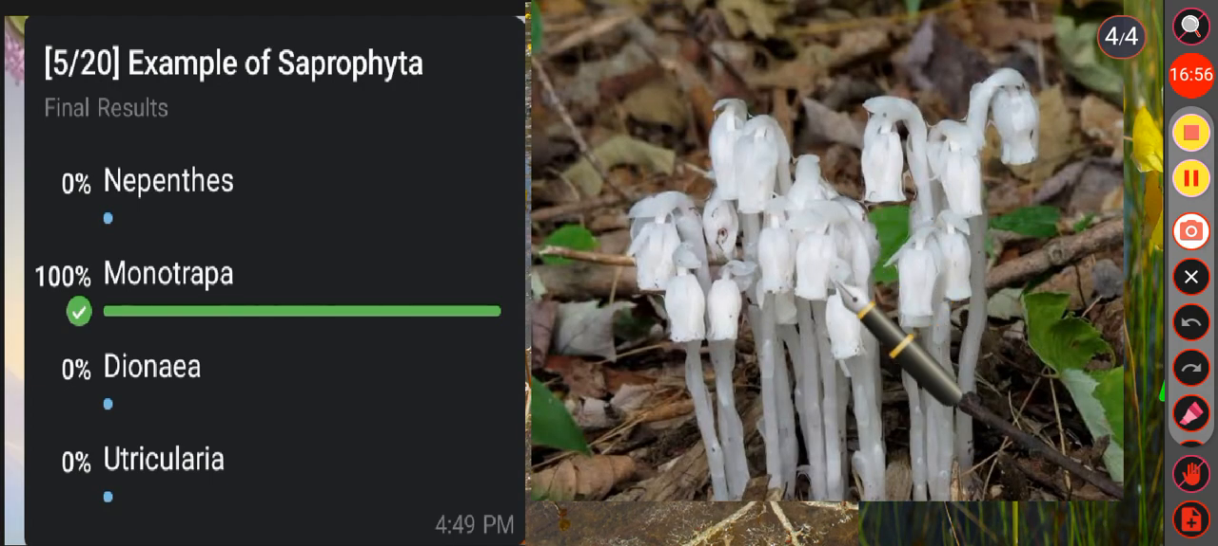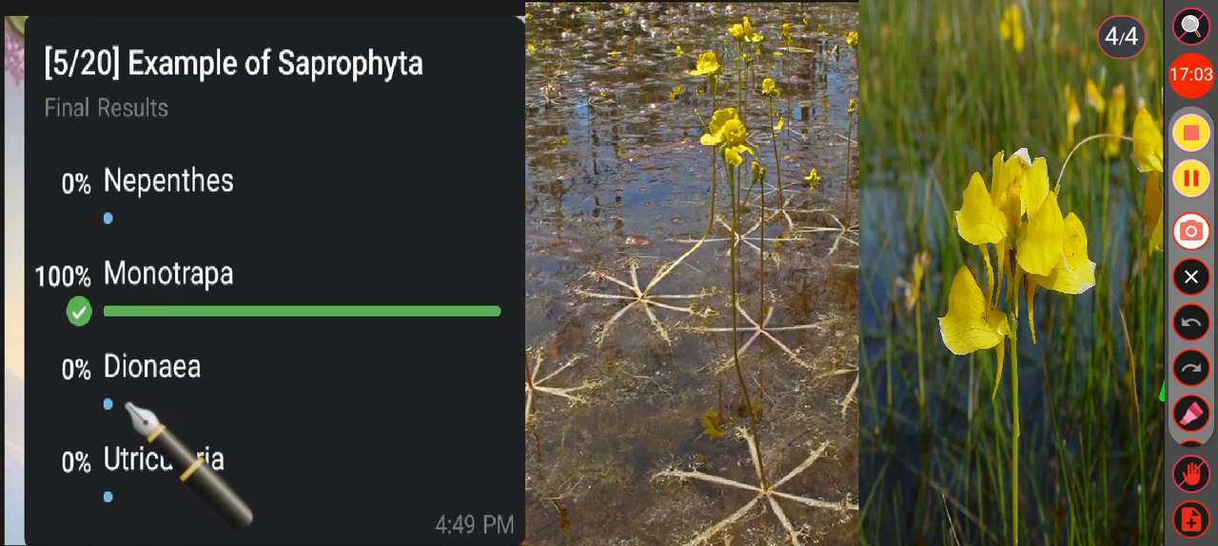So this is Monotropa, which is an example of a saprophyte. Here is another option, Utricularia. Remember, the common name of Utricularia is bladderwort, and it is an insectivorous plant which grows in water. Okay. You should remember the common name of this Utricularia, that is bladderwort, because in many entrance exams this question will be asked.